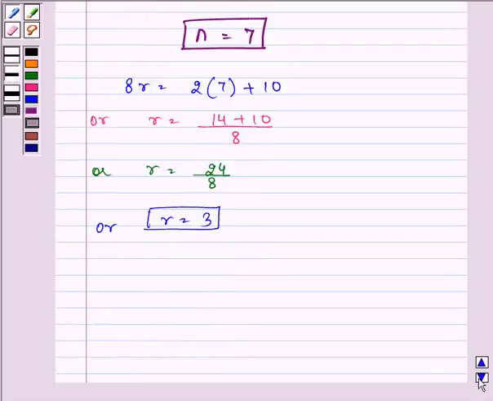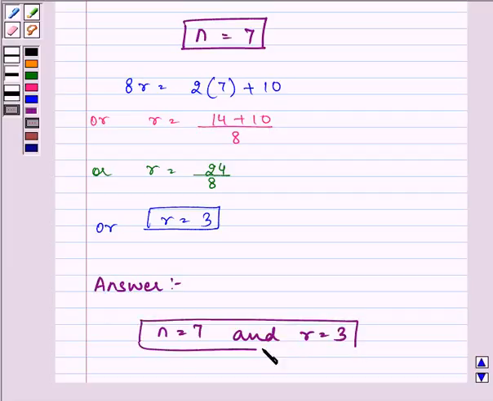So our final answer is: the value of n is equal to 7 and r is equal to 3. So this ends the question that was given to us.